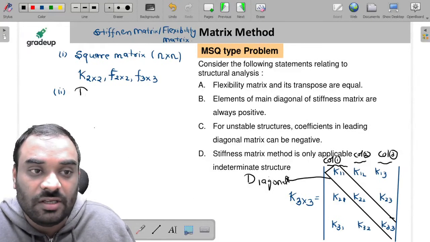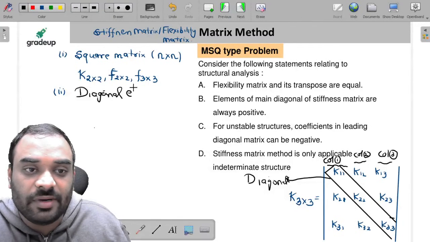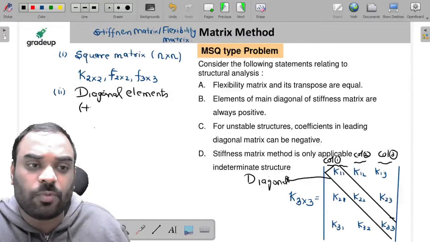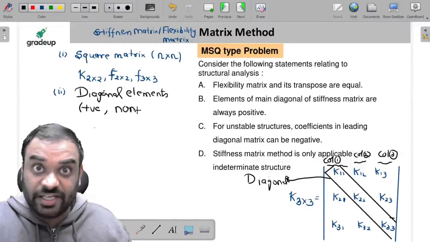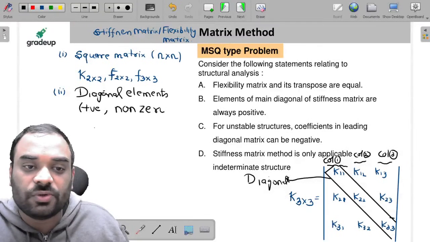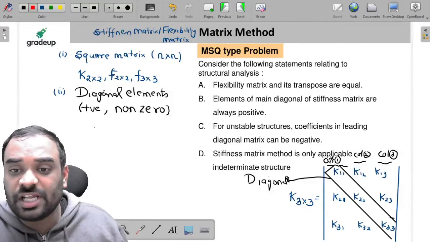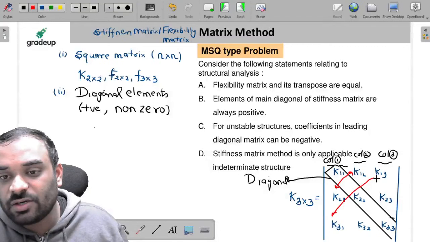Listen carefully. Diagonal elements are always positive. It is always positive, my dear friends, right? As well as non-zero. It has some magnitude. Non-zero. Okay, sir. Now, diagonally opposite element. What are the diagonally opposite element? These are the diagonally opposite element.